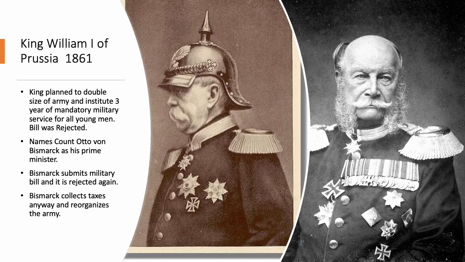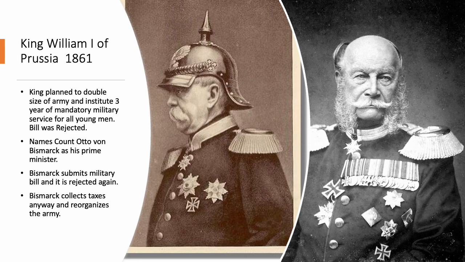So in 1861, the King of Prussia was William I, and the king had a plan to double the size of his army, and he wanted to institute 3 years of mandatory military service for all young men in Prussia. His bill is going to be rejected. And after it is rejected, he's going to name his prime minister. He names Count Otto von Bismarck.